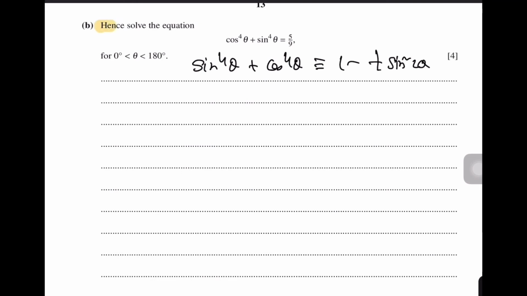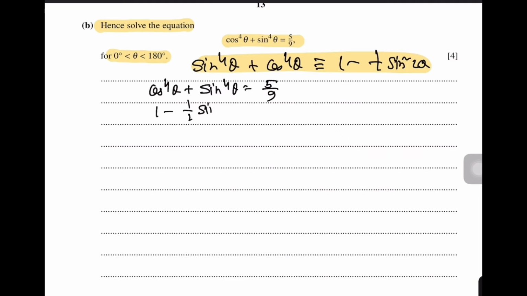Hence, solve the equation cos to the power 4 theta plus sin to the power 4 theta equals 5 by 9, where theta lies between 0 and 180. Already we have proved this formula in question A. We will use this to solve the equation. Let me substitute: 1 minus half sin square 2 theta equals 5 by 9.